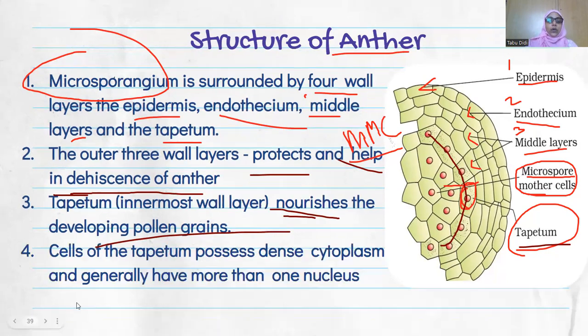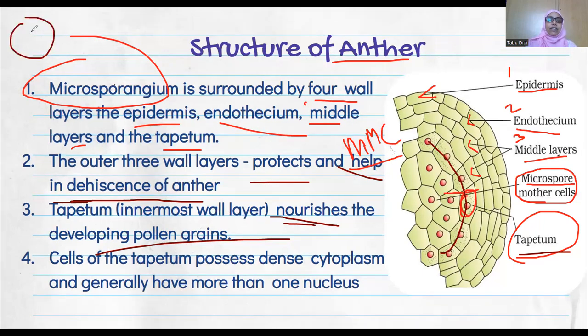Cells of the tapetum possess dense cytoplasm, and that is why you can see some dots over here. And generally, they can have more than one nucleus. Usually one cell has one nucleus, but this is a specific characteristic of the tapetum cells, that they might have more than one nucleus. So the tapetum will surround the microspore mother cells, which will give rise to the pollen grains.